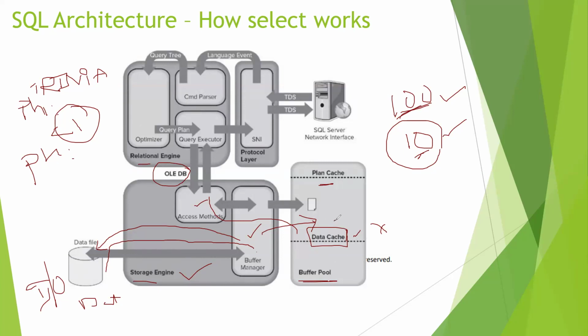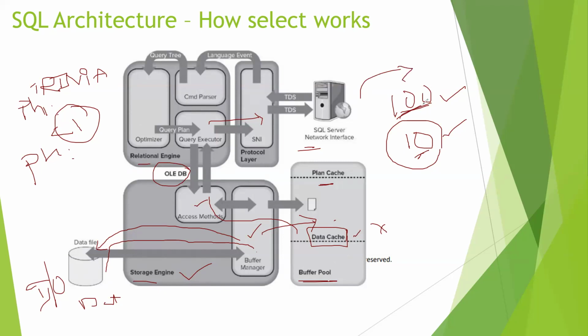If the pages are not available in memory, it will get the pages and keep them in memory. Once the pages are available in the data cache, the result set will be sent back to the query executor through the access method. The query executor sends the result set to the SNI, the network interface card at the server level. Here, the server-side network interface will divide it into multiple pieces, multiple TDS packets, because it has to send through the network. The network doesn't understand the result set, so it will create the TDS packets and send them to the client.